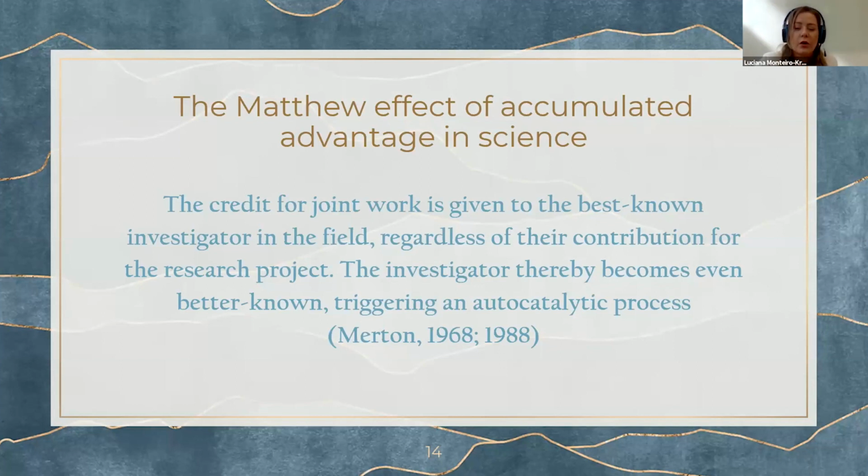This phenomenon is called the Matthew effect of accumulated advantage in science, found when the credit for joint work is given to the best known investigator in a field, regardless of their contribution in the project. The investigator then becomes even better known, triggering a circular process where the rich get ever richer and the poor get ever poorer.